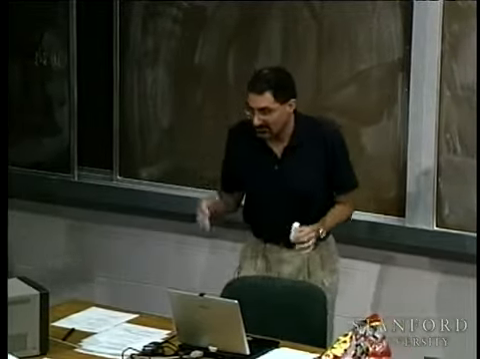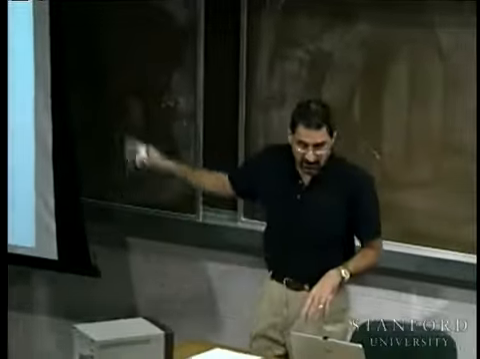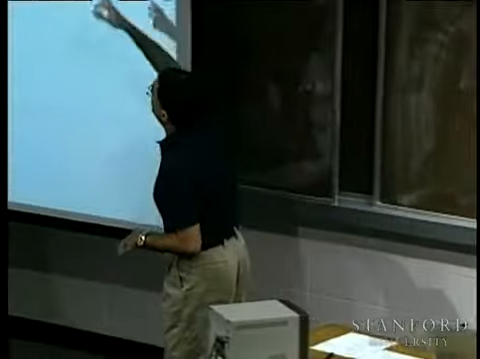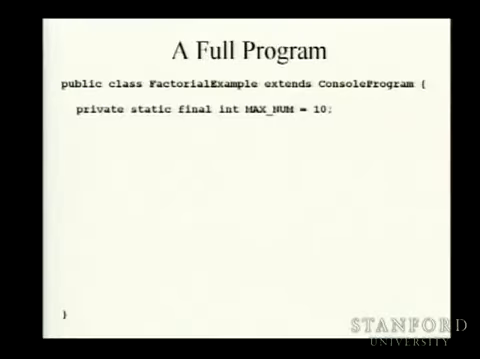Alrighty. So let's look at something in a slightly larger context, right? Let's put this all together in a full program so you can get a notion of defining the class and defining the methods in it, and you can sort of see the whole thing as we build it up. So here's something called the factorial example program, and it just extends the console program. And all this is going to do is basically compute some factorials from 0 up to max num.